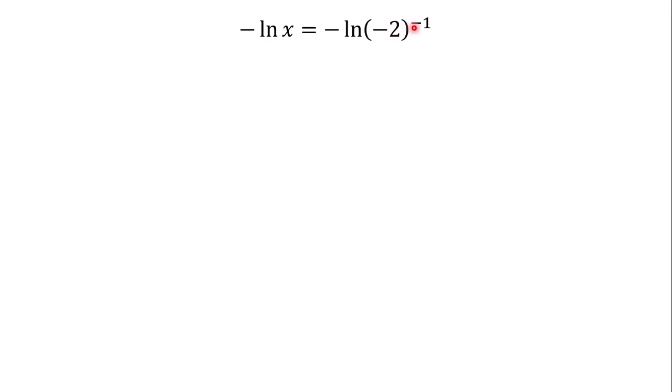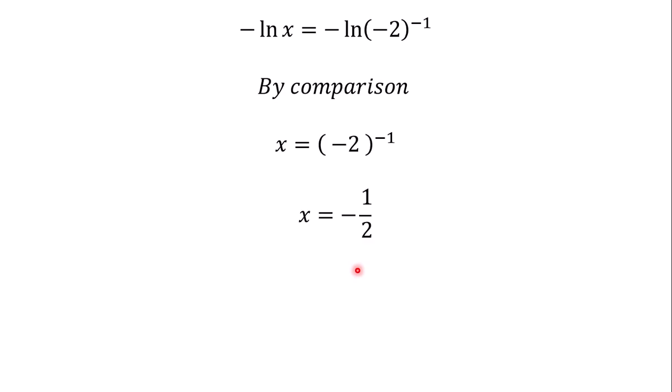As you can see, when we bring this one to this side, it becomes positive. Alright, now since this one is the same thing as this, we assume that this one too is the same thing as this one. So by comparison, or by equating components, x is equal to this one, that is minus 2 raised to the power minus 1. By the negative index law of indices, x is equal to minus 1 out of 2, or x is equal to minus 0.5.